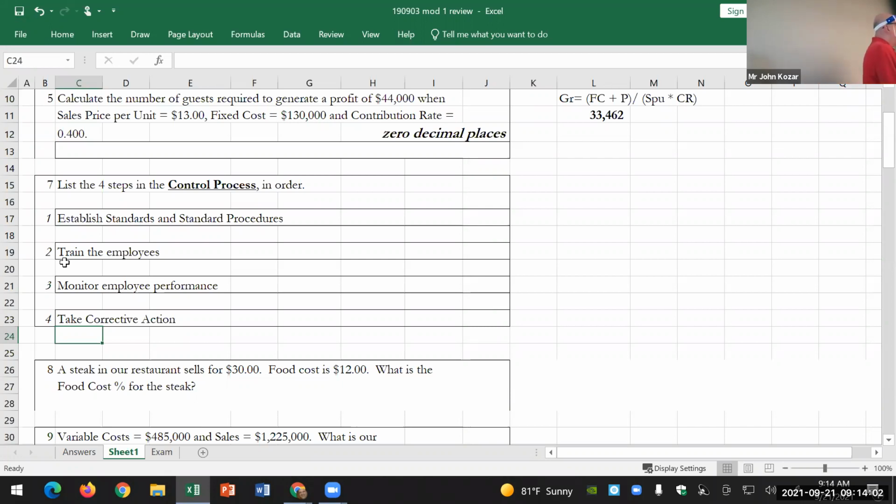Some exceptions to that are a no call, no show. That's typically grounds for immediate dismissal. Also, I told one employee that we were going to have to do a verbal warning, and she immediately walked off the job, and that is also cause for immediate dismissal. Okay, so any questions on the control process or corrective action?